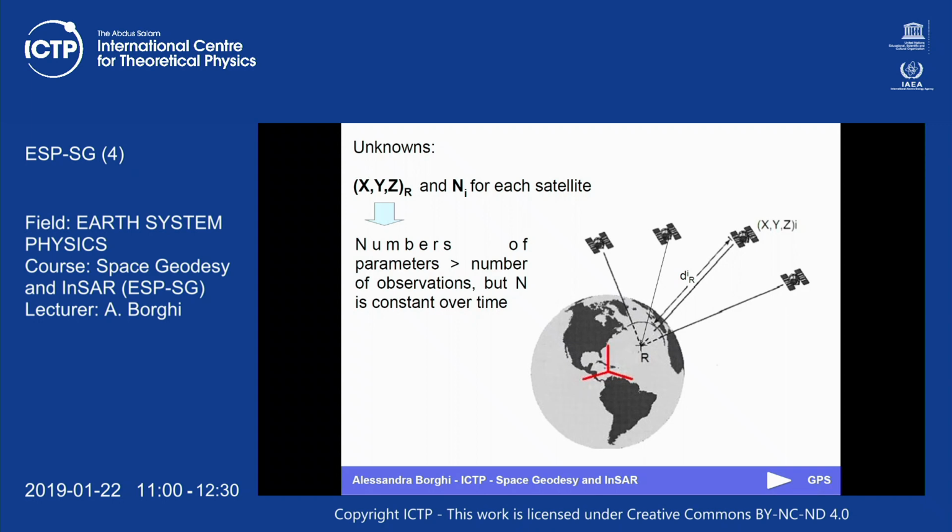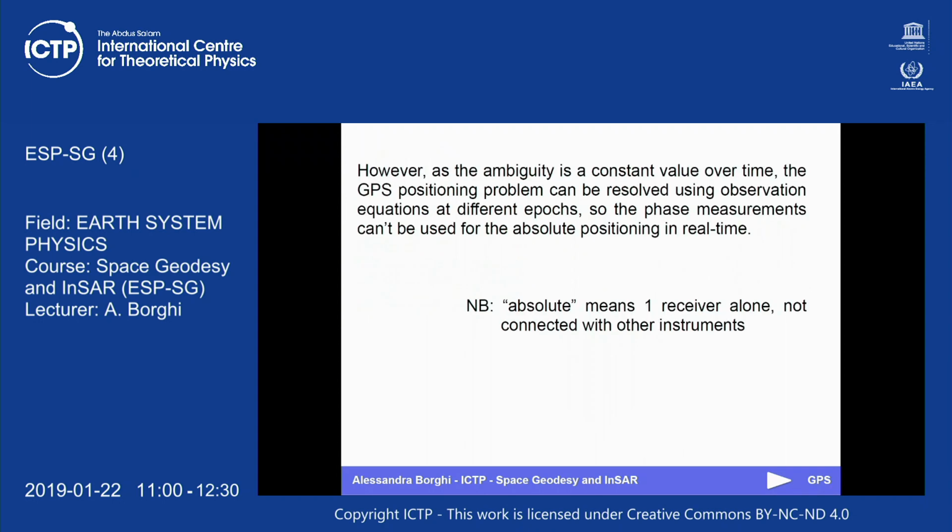So what do we have? If you look at four satellites, as you have learned from the code measurement, we have 4 equations, but the number of unknowns in this case is at least 7: 3 coordinates and 4 ambiguities, 7 unknowns. So we have a number of equations insufficient to solve this problem.